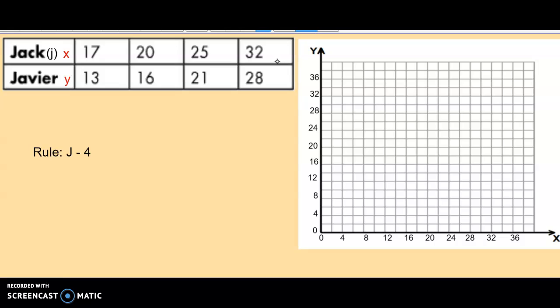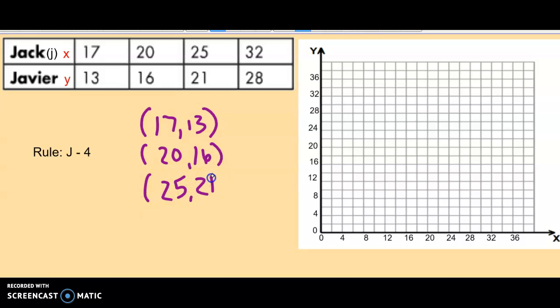Because there is a rule, you're going to see something really cool happen. Every time there's a consistent rule, you're going to see something really cool happen with your graph as you plot the points. So I need to put a point at 17, 13 because it's X before Y. When I write out those ordered pairs, it would be 17, 13. So I'm going to plot a point there. I'm going to plot a point at 20, 16, 25, 21, and 32, 28.